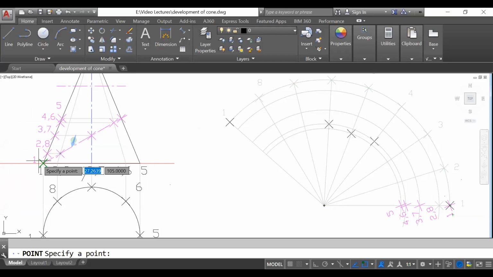Purposefully, I have given similar numbering. You can use another numbering also. So 2 is here, 2 somewhere here, and 8 is somewhere here. So mark correctly. After that, the next part is 5 already marked. 3 and 7. So 3 and 7 is on 3. 3 is here. And then 7 is here. And then finally, 5 is already marked. So the pattern is like this.